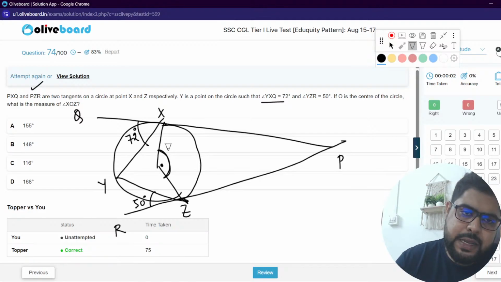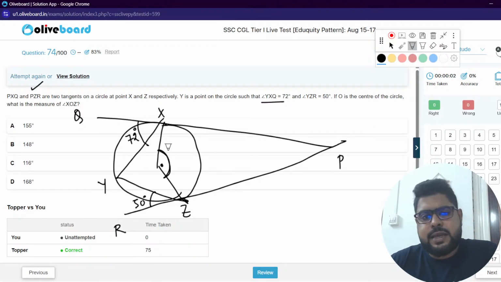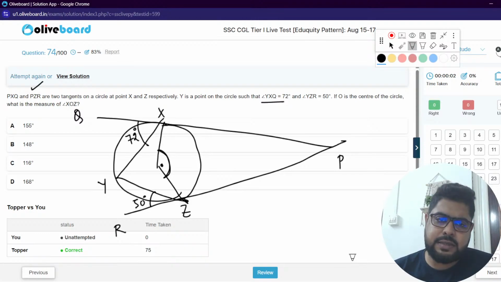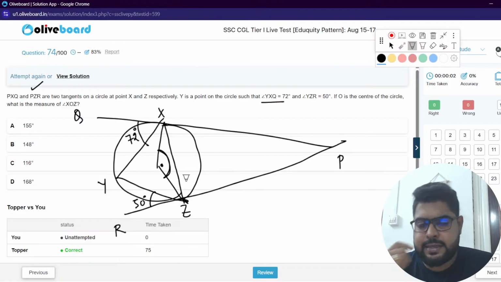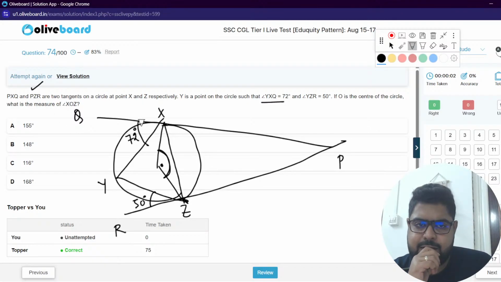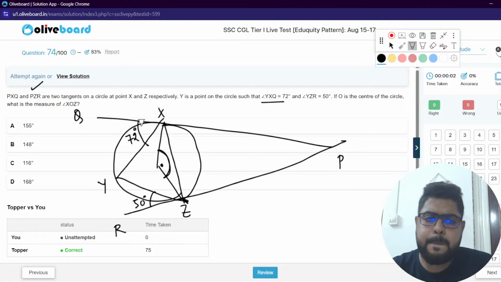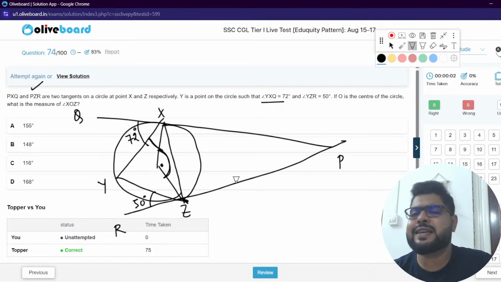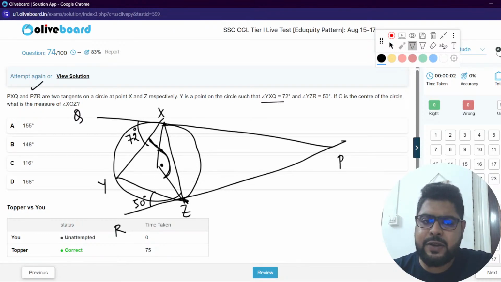Okay. This can be done. Alternate segment theorem, I guess that will be better. Let's do one thing, sir. Let us add XZ. If this is this, just a second. If we can do it like this. This is 18 degrees. No, sir. Alternate segment will be a better option, sir.